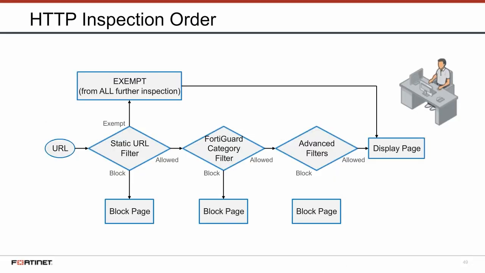Remember that the web filtering profile has several features, so if you have enabled many of them, the inspection order flows as follows. 1. The local static URL filter. 2. FortiGuard category filtering to determine a rating. 3. Advanced filters, such as safe search or removing ActiveX components. For each step, if there is no match, FortiGate will move on to the next check enabled.